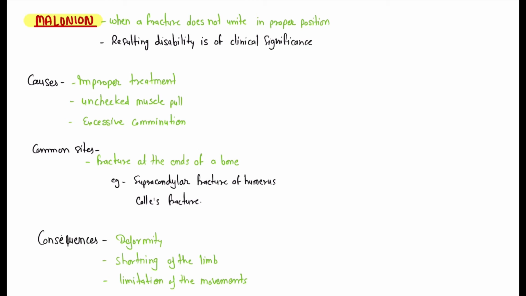Then consequences. What will be the consequences of malunion? Deformity, shortening of the limbs, then limitation of movements. So all these things are important for malunion.